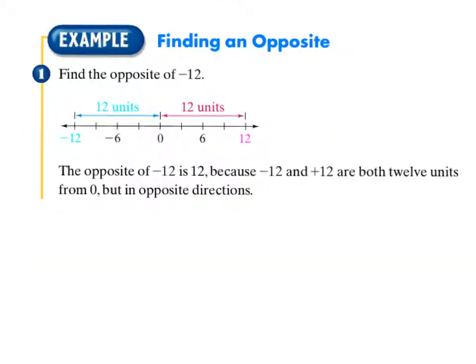Now let's look at an example. Finding the opposite. So we want the opposite of -12. If we look at this on a number line, -12 will be 3, 6, 9, 12 units to the negative. So the opposite is just going to be that same number in the opposite direction. So if we went to the left for -12, we're going to go to the right, 3, 6, 9, 12, to find the opposite. So the opposite of -12 is +12.